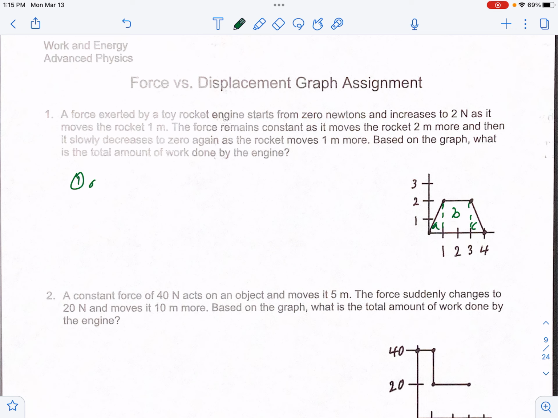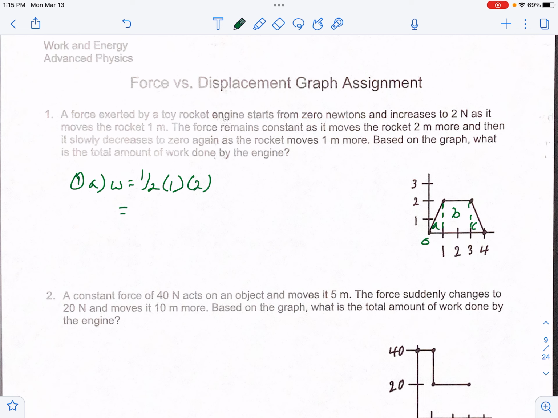So step 1 is I'm going to find the area of A. Work equals, it's a triangle, so 1/2 my base. My base goes from 0 to 1. And my height goes from 0 to 2, so my height would be 2.